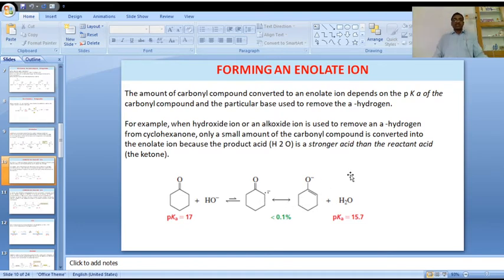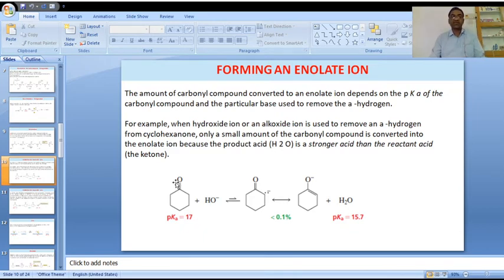Okay, for example, when hydroxide ion or an alkoxide ion is used to remove an alpha hydrogen from cyclohexanone, only a small amount of carbonyl compound is converted into the enolate ion, because the product acid, that is H2O, is a stronger acid than the reactant acid, that is the ketone.